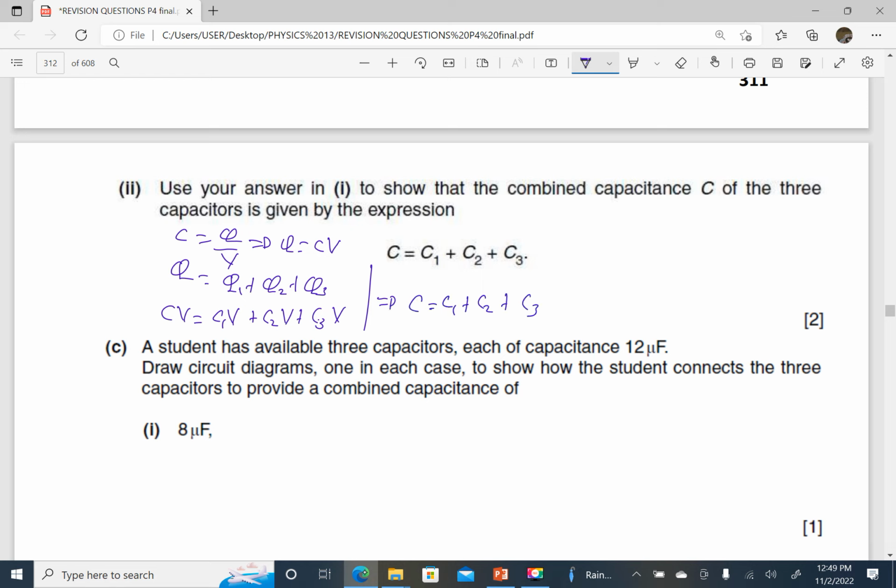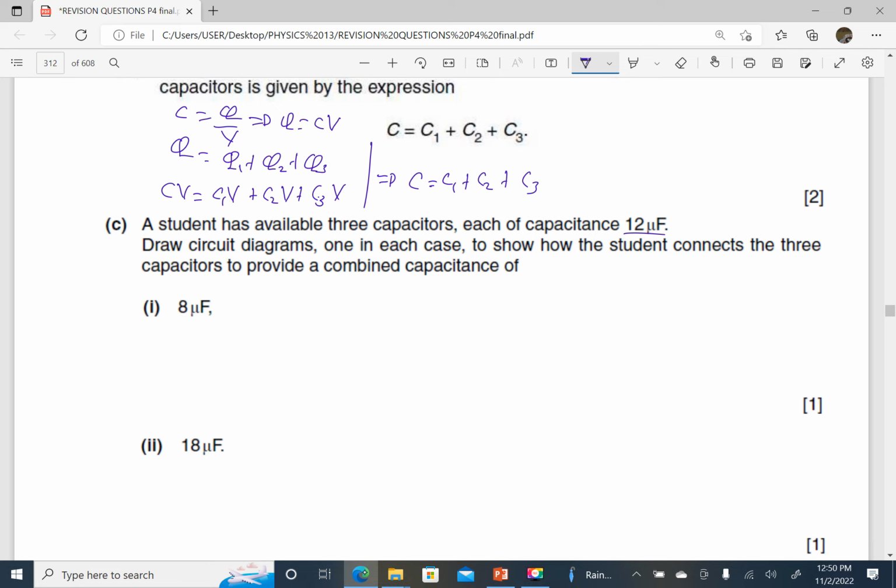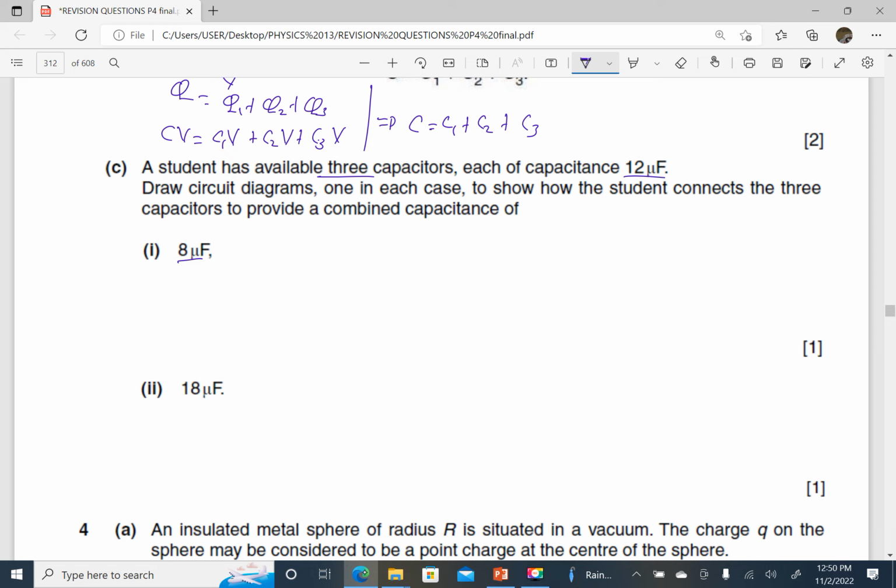A student has available 3 capacitors, each of capacitance 12 microfarads. Draw circuit diagrams, one in each case, to show how the student connects the 3 capacitors to provide a combined capacitance of 8 microfarads. There are 3, so the 3 must be combined. Of course, you want 8. 8 is smaller than 12, so we need to think of connecting something in series to reduce total capacitance.